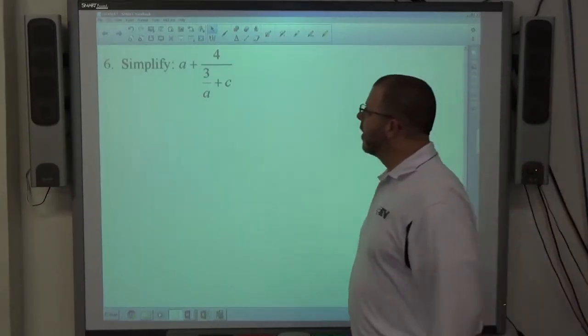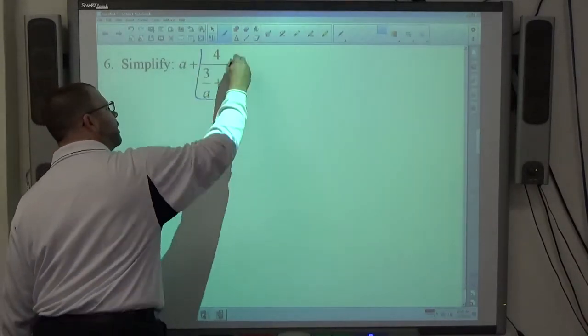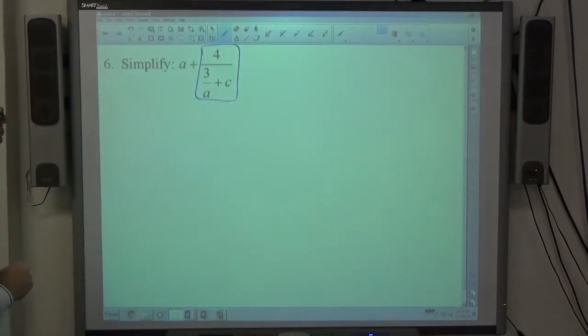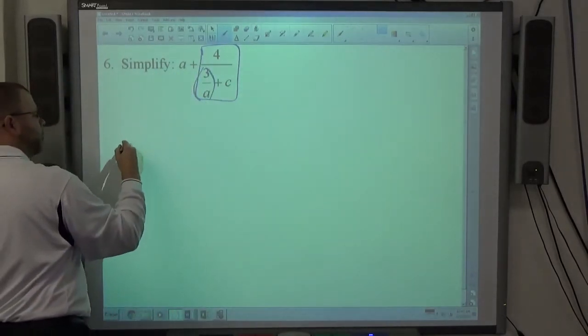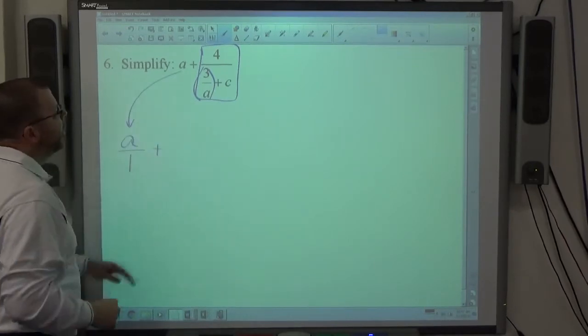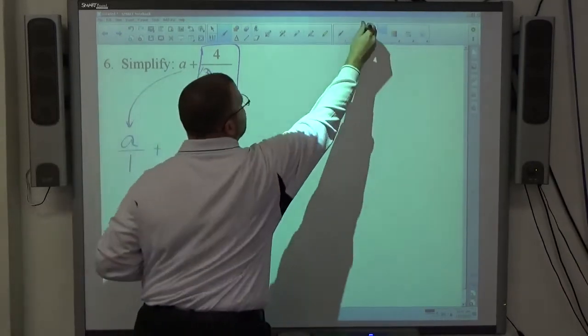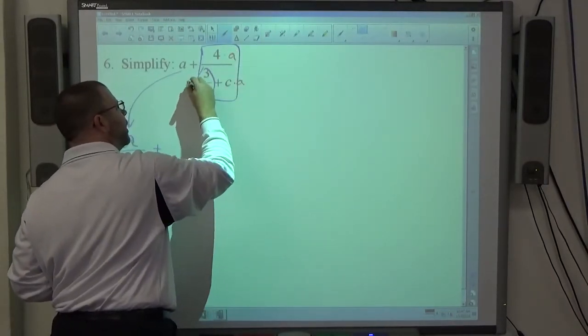Number 6, simplify (a + 4/3) over (a + c). We have a complicated fraction here. We need to fix it. So the issue is the 3 over a. This a right over here is minding its own business to begin with, so I'm going to put that over 1. And then for this fraction, I'm simply going to multiply each object in it by a. So times a on top, times a, and times a on bottom.